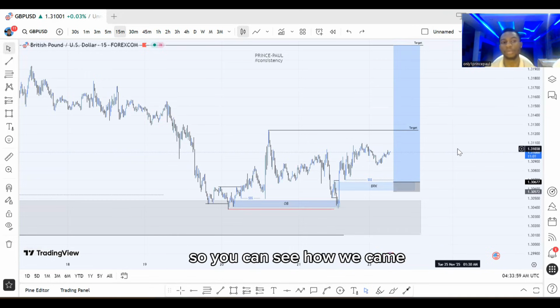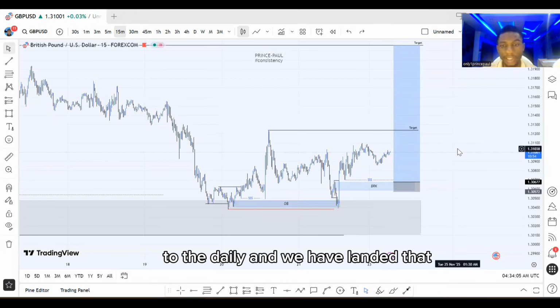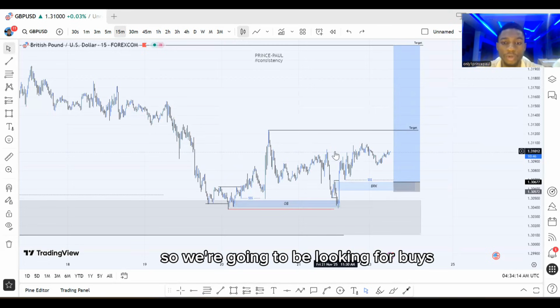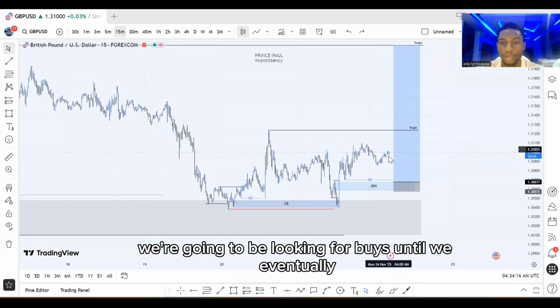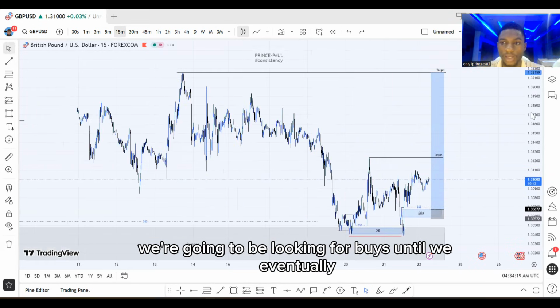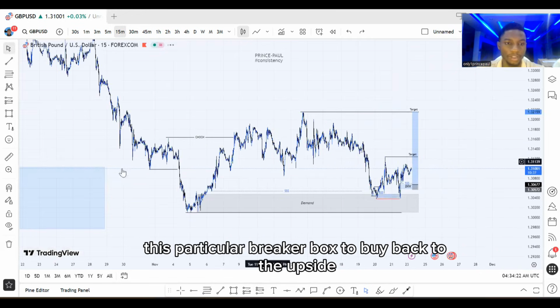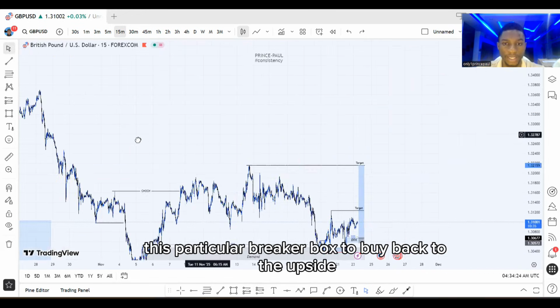So you can see how we came all the way from the monthly time frame to the weekly to the daily, and we have landed at 15 minutes and I've seen our setup. So that's basically it. So we're going to be looking for buys until we eventually, because we were previously coming from this particular breaker block to buy back to the upside.